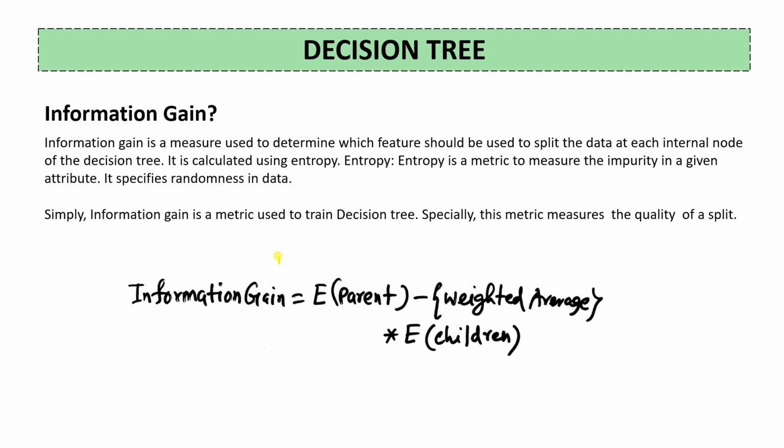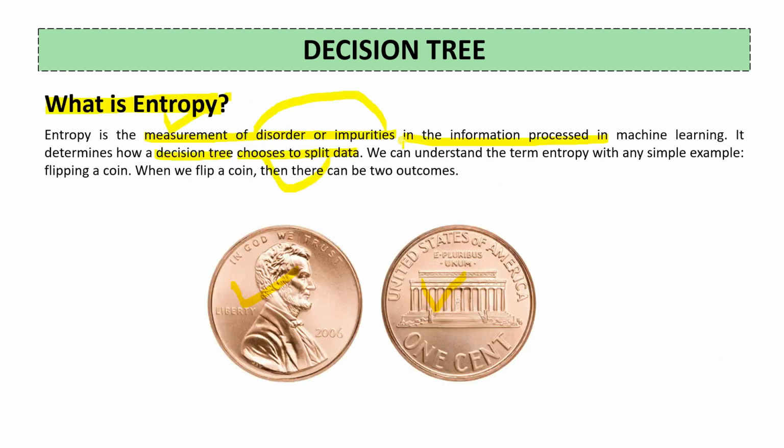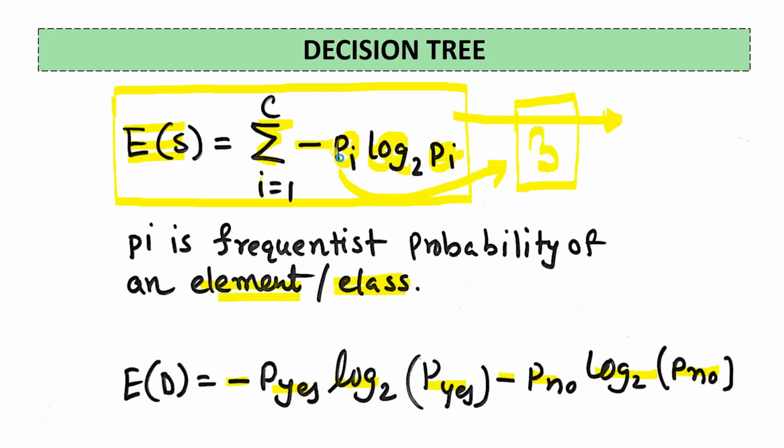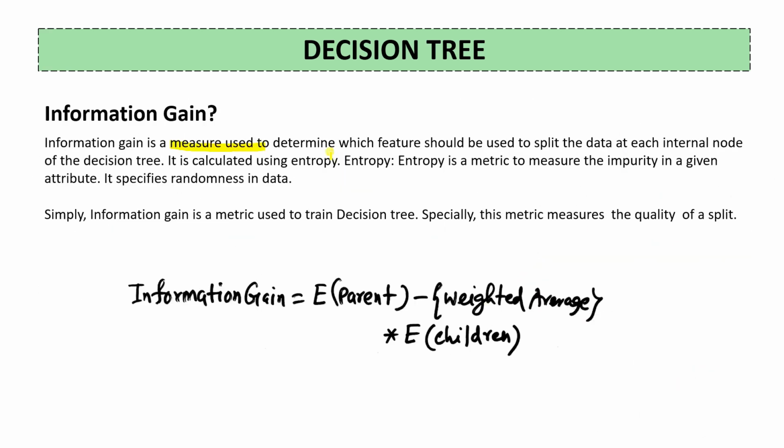So our next topic is information gain. Information gain is a measure used to determine which feature should be used to split the data. If I go back, you can see the entropy. Entropy is used as a measure of disorder and impurity and also chooses to split the data, but not the feature. In information gain, it will choose the feature as well. So it is calculated using entropy.